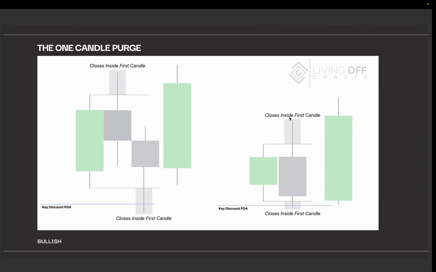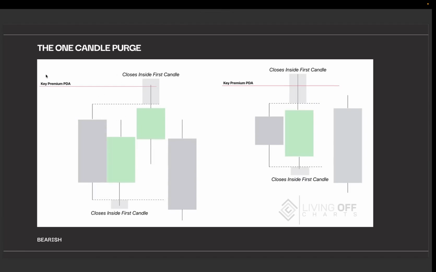When you see this, especially with one candle that runs both the high and low, and we close within the first candle, this is an extremely oversold signature, and that's why you have such a large price swing higher here. Bearish example, key premium PDA here, one candle, take the low, close within, run for the high, close within, low resistance liquidity to this low, specifically this low.